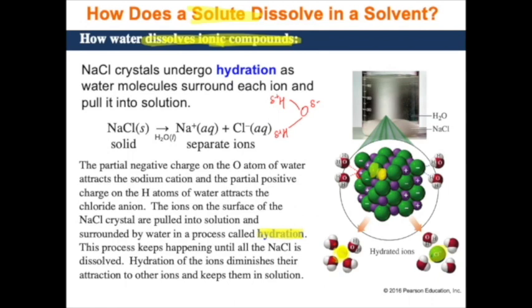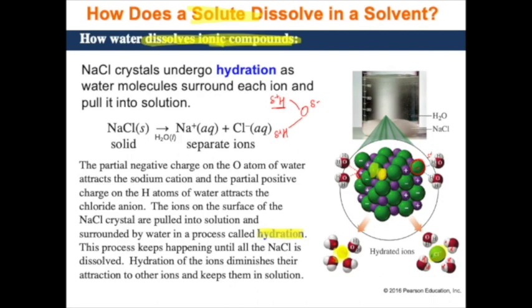Similarly, the chloride ion, for instance right here, which is present on the surface of the crystal, is going to interact with the hydrogen atoms of the water molecule, because hydrogen carries a partial positive charge whereas chloride carries a negative charge. So these partially positively charged hydrogen atoms are going to interact with the chloride ion and separate it from the crystal, and it will be surrounded by these hydrogen atoms of water, and chloride will be separated.